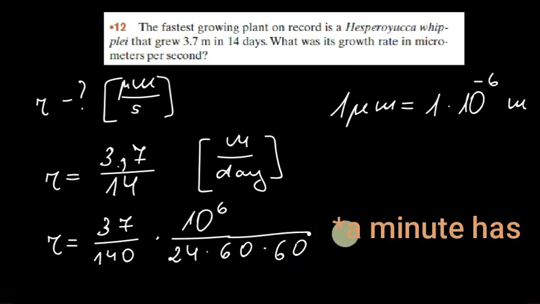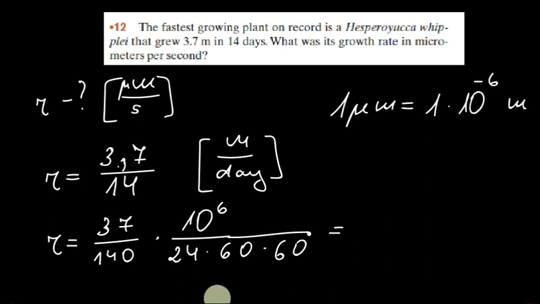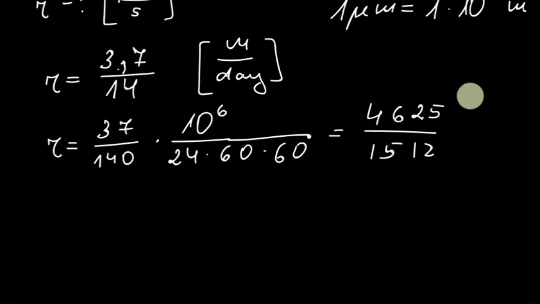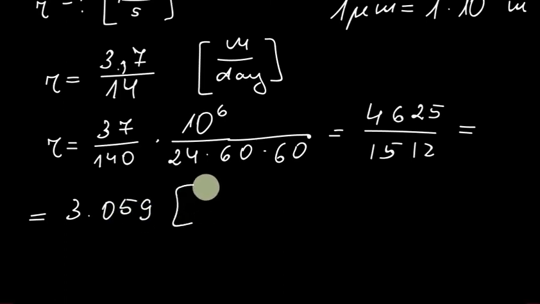So once we calculated this, we get that this is equal to 4,625 divided by 1,512, and this is approximately 3.059 micrometers per second. That's our answer.